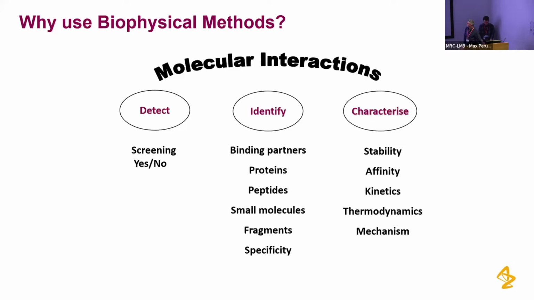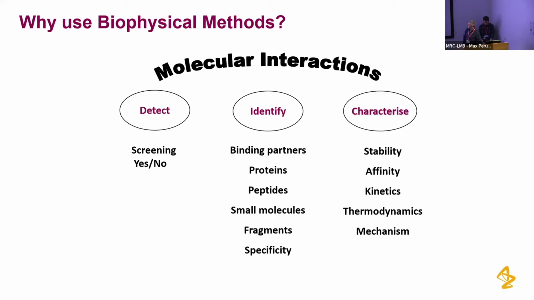So why should we use biophysical methods to help us to do that? Because we can detect, identify, and characterize molecular interactions. In detecting, we can use biophysical methods for screening, which gives us a yes or no answer: does the compound bind to the protein or not? In identifying binding partners, we can look at our protein and see whether it binds with other proteins, peptides, small molecules, fragments, and we can understand the specificity of those binding interactions.